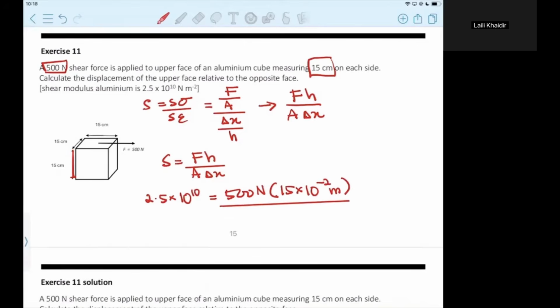over the area. The area is 15 times 15, so 15 times 10 to the power of negative 2 times 10 to the power of negative 2, again for meter and meter. And we need to find the displacement. Rearrange this equation and you will have the final answer for delta x. What is delta x? The displacement is 1.33 times 10 to the power of negative 7 meter.